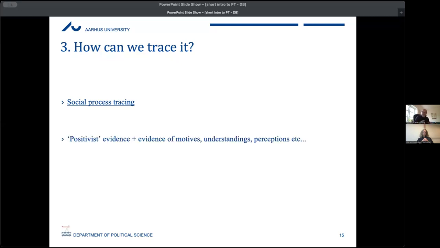So you would include both, maybe say more positivist evidence, like, okay, we can see this activity took place, but to really understand the meaning of the action and why actors were responding in the way that they were, we would also want to dig into evidence of motives, understandings, perceptions, practices, what is typical action in this kind of setting, et cetera.